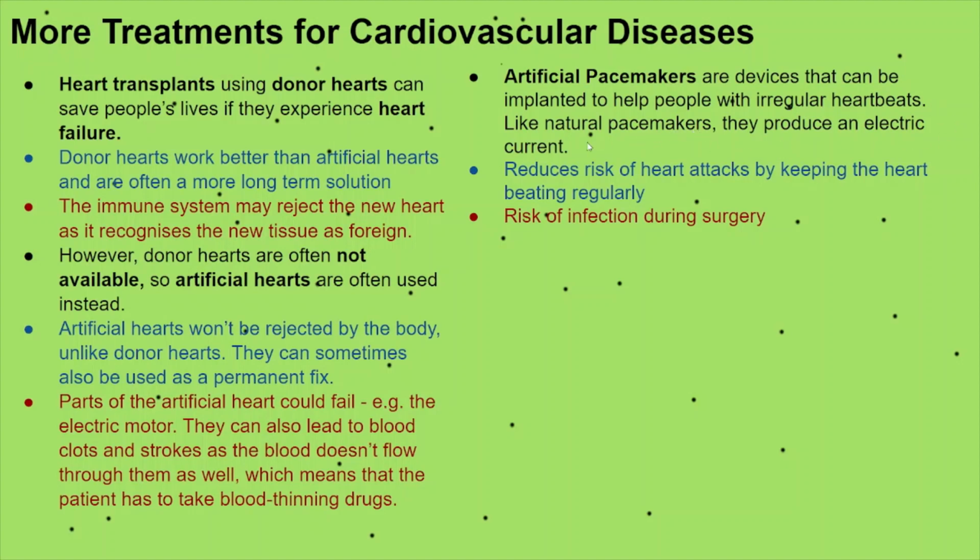Finally, artificial pacemakers are devices that can be implanted to help people with irregular heartbeats, and like natural pacemakers, they produce an electric current, and they can help people, again, with irregular heartbeats. They reduce the risk of heart attacks by keeping the heart beating regularly. However, there's a risk of infection during surgery.